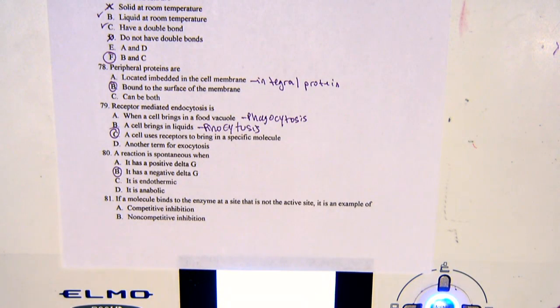#81. If a molecule binds to an enzyme at a site that is not the active site, it is an example of non-competitive inhibition. If it was competitive inhibition, the competitor would be binding at the active site. It'd be directly binding to the active site. That would be competitive. But since it's binding somewhere that's not the active site, it is non-competitive.